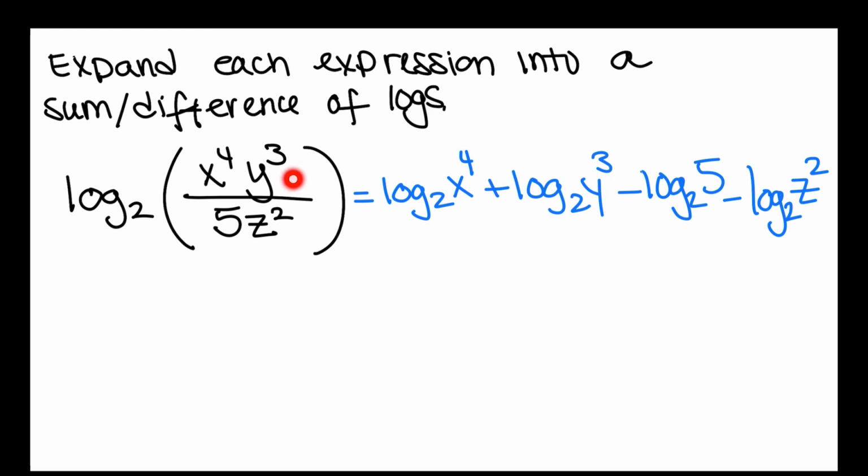The x to the 4th y to the 3rd, that's a product, so it's going to become log base 2 of x to the 4th plus log base 2 of y to the 3rd. And then we're dividing by both the 5 and the z squared, so both of those are going to become negative logs. So minus log base 2 of 5 minus log base 2 of z squared.